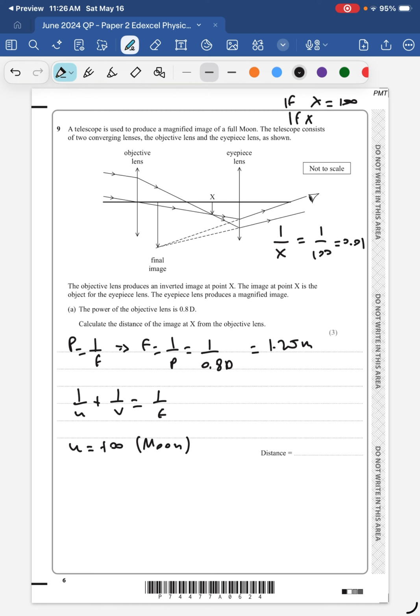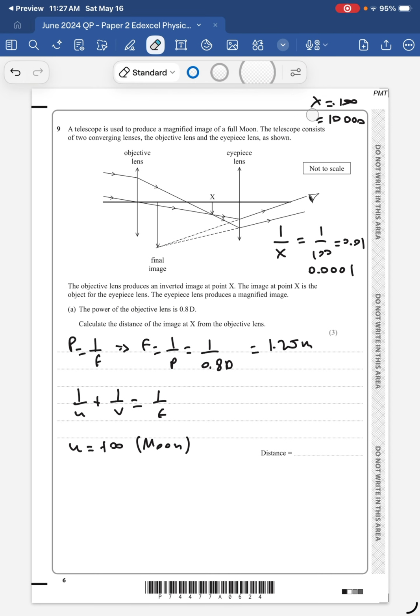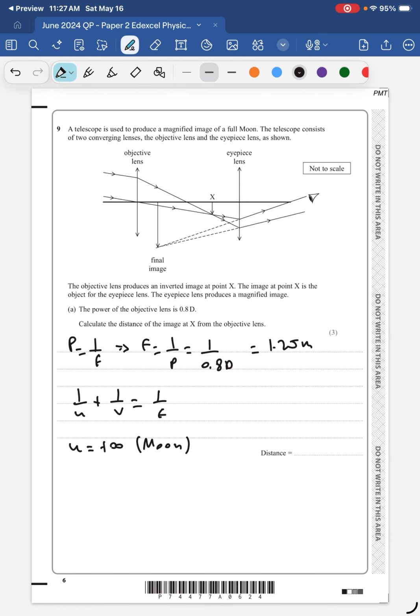If x is 10,000, we will have 0.000... Do I have enough zeros? I do, yes, 0.0001. Now, if I have 1 over a billion, that's practically 0. So the moon being, let me know the actual distance in the comments, but I think it's about 300,000 kilometers away. So 1 over that is 0, okay?